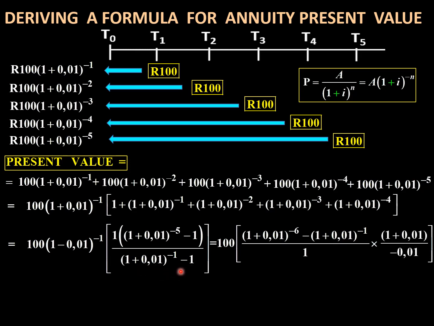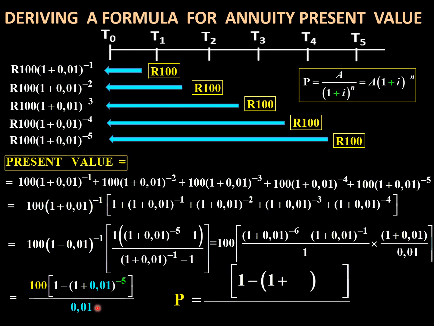Okay, so that can be written as... If I simplify this, this is the value that I get here. Then, if I simplify this further, there's the 100. I eventually end up with this here. Now we can generalize. That 100 becomes my X value. That 0,01 becomes my I value. And I have another 0,01, and that 5 becomes my N.